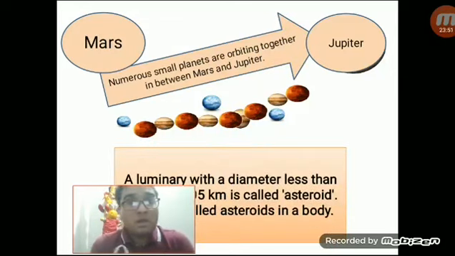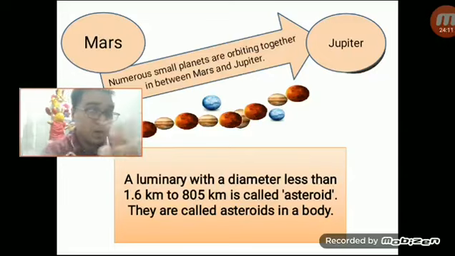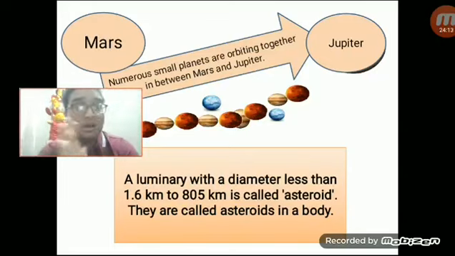So numerous small planets are orbiting together in between Mars and Jupiter. Okay, so a luminary with a diameter from 1.6 kilometer to 805 kilometer is called an asteroid. They are called asteroids in a body. So that's all about the asteroids. And what asteroids are is important for knowledge questions, so you have to give much attention to this topic.